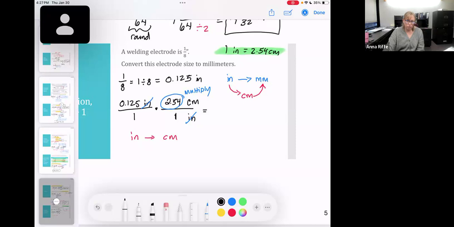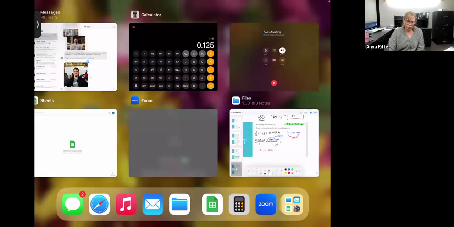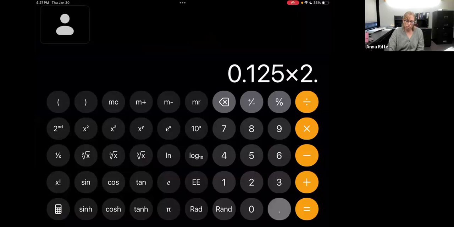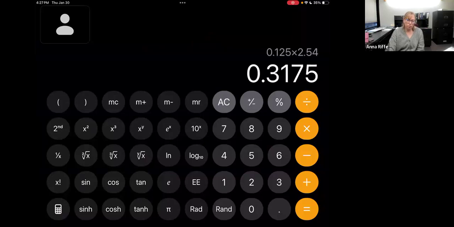0.125 times 2.54. Bring up our calculator. 0.125 times 2.54 gives us 0.3175. And note, we're in the middle of the problem. Even if I want to round at some point, I am not going to round now. I'm going to wait until the end of my problem to think about any type of rounding. So I'm going to use that whole number, 0.3175.